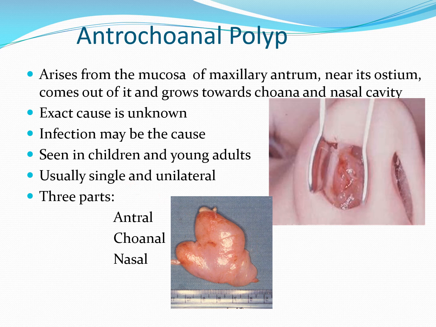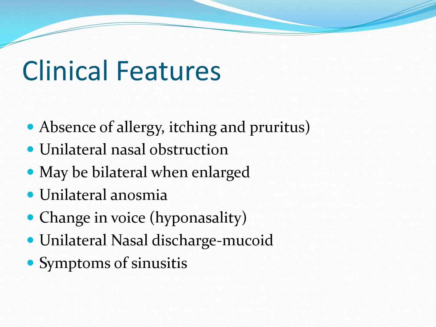On anterior rhinoscopy you can see a single polyp in one nasal cavity that is insensitive to touch, and you can encircle the polyp with the help of a probe. It doesn't bleed on touch, and you can differentiate it from the turbinate, because the turbinate is highly sensitive to touch, and you can't encircle the turbinate because it is attached to the lateral wall of the nasal cavity.